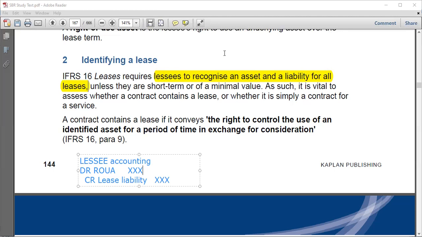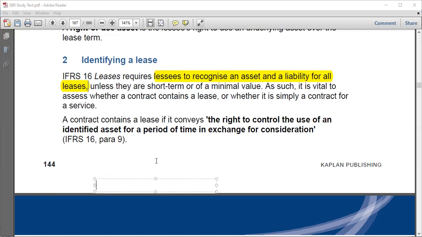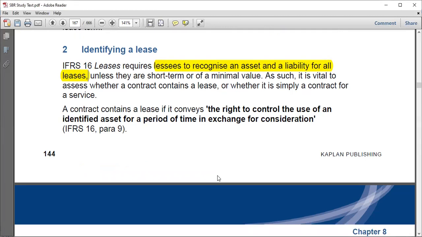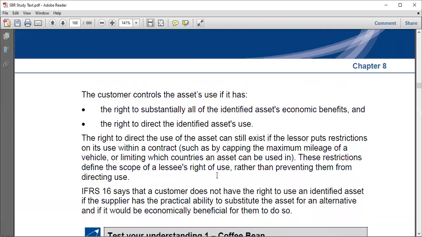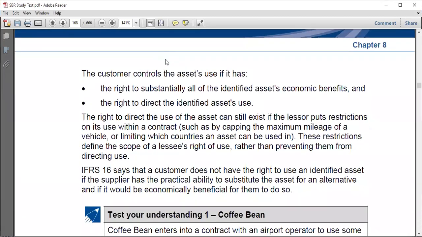Okay, now we can just go further and see what we can do. Here, now say the customer controls the asset. Now, this is just a normal definition of control. Even in the conceptual framework, you just find it. The customer controls the asset if it has the right to substantially all the identified asset's economic benefits and the right to direct the intended asset use.